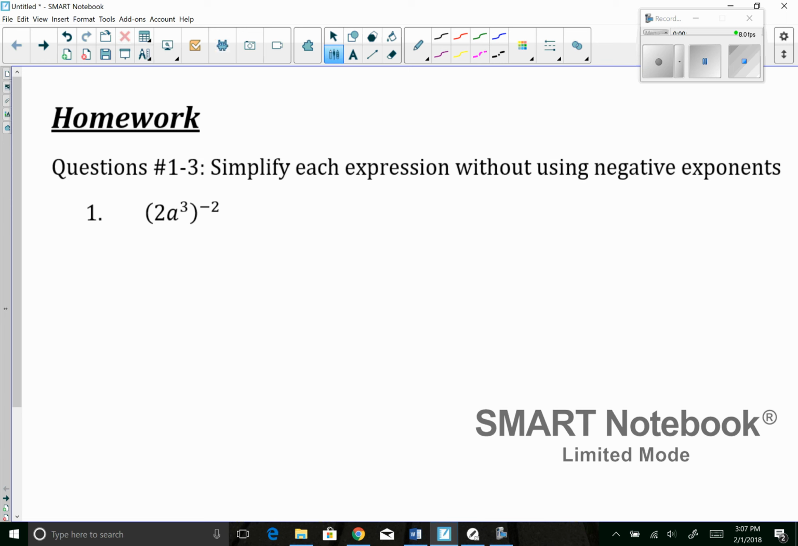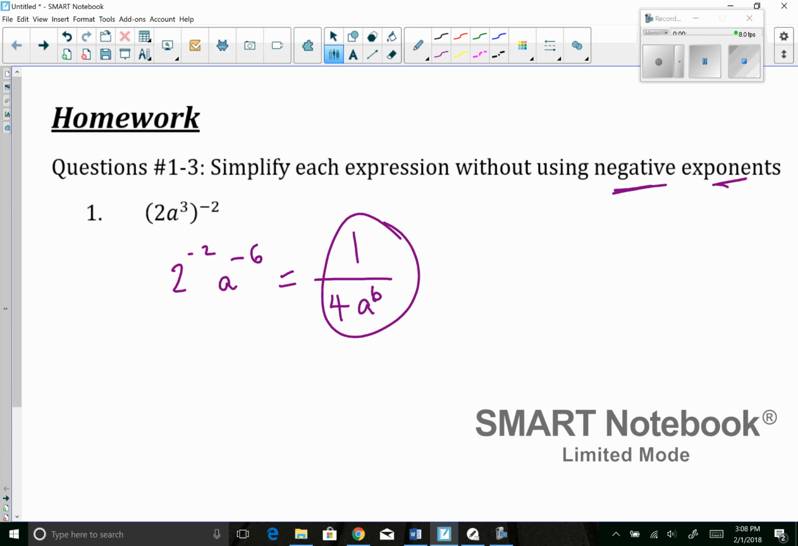For the first example, it says write without negative exponents. The first thing I want to do is distribute the exponent in. So I have 2 to the negative 2, a to the negative 6. Remember, exponents raised to exponents are multiplied. Since both of those are negative, I'm going to put both of them in the denominator. So I get 1 over 4a to the 6th.